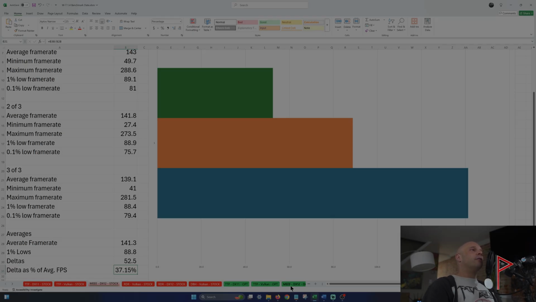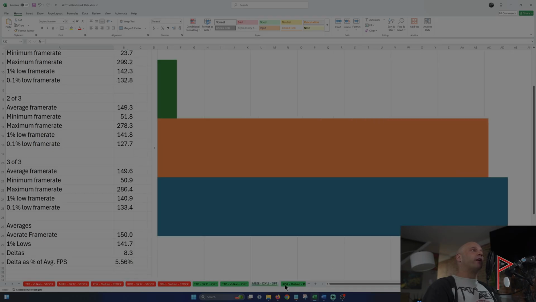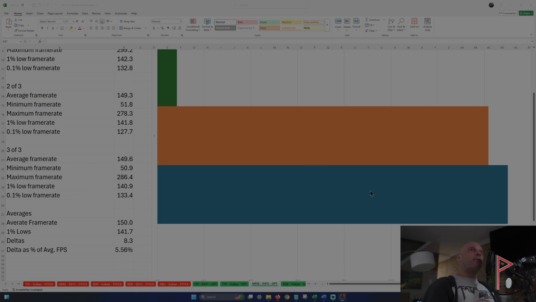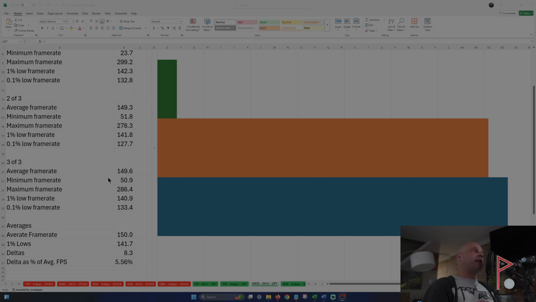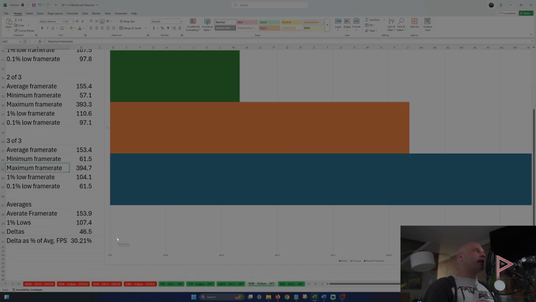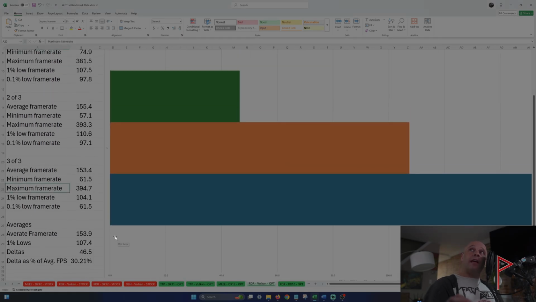And then you do a little bit of tuning, and what do you wind up with? 150 in the frame rates, average FPS, and look at that delta. Look at that green, you barely see it. 5.56%. Almost no difference whatsoever between 1% lows and average frame rate. It is impossible to have a microstutter right here. Impossible.